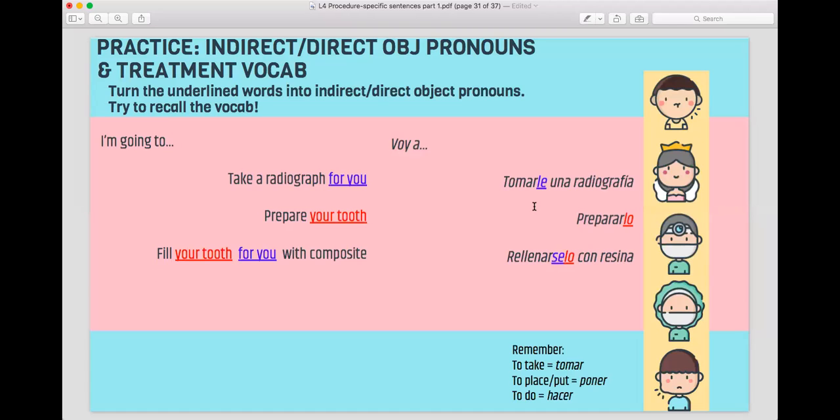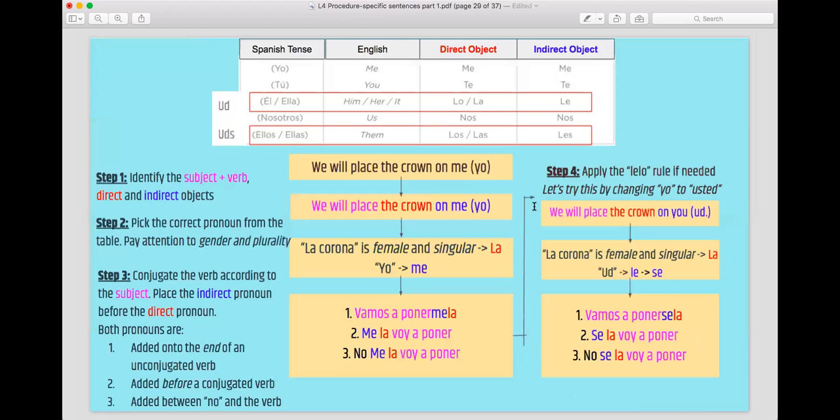Tomarle. Knowing that tomar means to take and una radiografía means a radiograph. Take a radiograph. What does le mean here? For you. Yeah, so I'm assuming you didn't cheat. But yeah, tomarle, we go back to our table. Indirect object, what's receiving the radiograph? You're taking a radiograph of the tooth, but the patient is the indirect object receiving the radiograph, who you're doing it for. So we look and we see it's le.